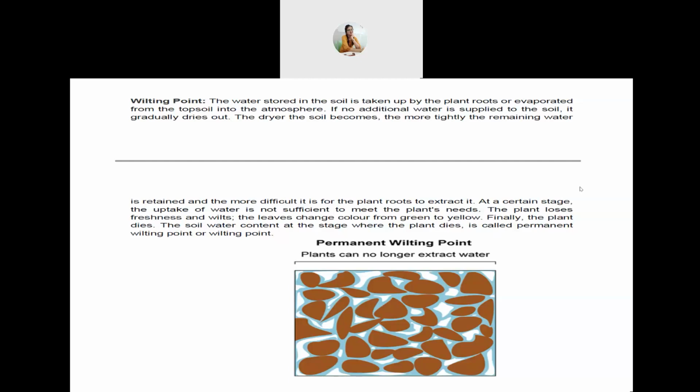The plant loses freshness and wilts. The leaves change color from green to yellow. Finally, the plant dies. The soil water content at the stage where the plant dies is called permanent wilting point or wilting point.